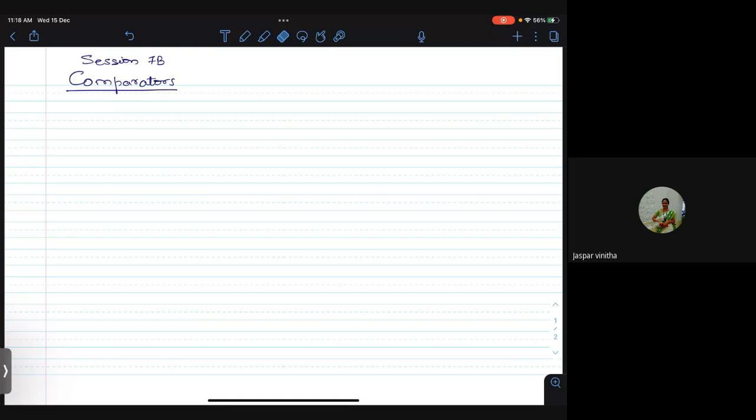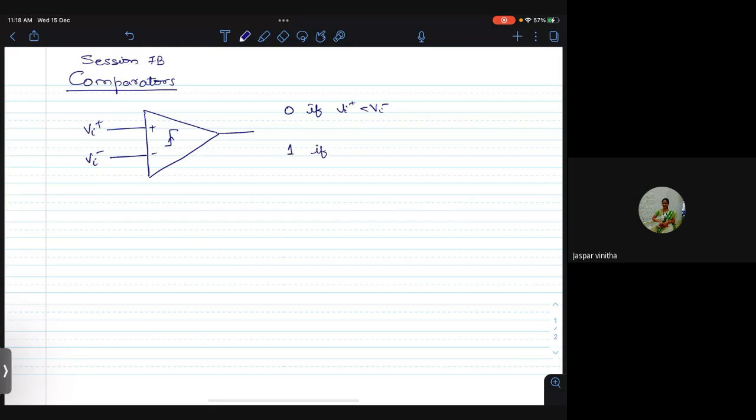Okay, let's begin. In this session, we will look at circuits which are basically used to discriminate the sign of two inputs. That's basically a comparator. What you expect out of a comparator is, if you have two signals, Vi plus and Vi minus, the output should be 0 if Vi plus is less than Vi minus. It should be 1 if Vi plus is greater than Vi minus.